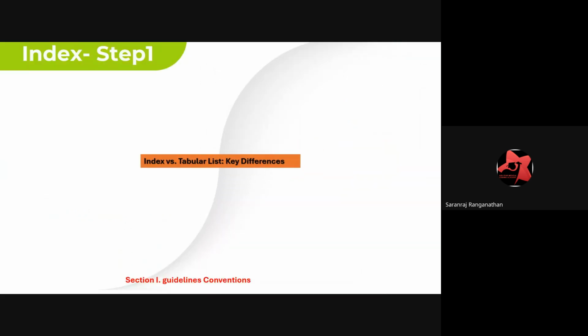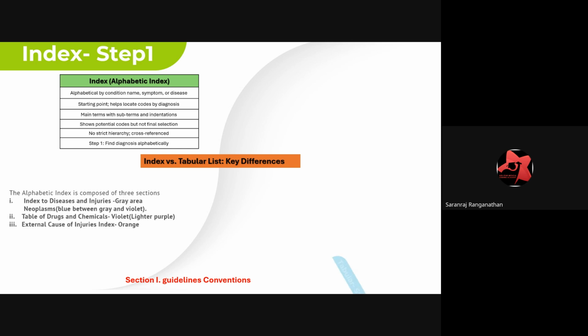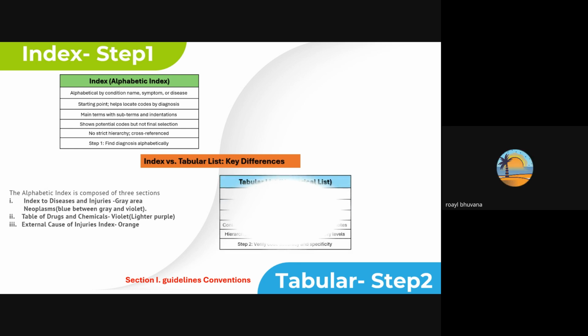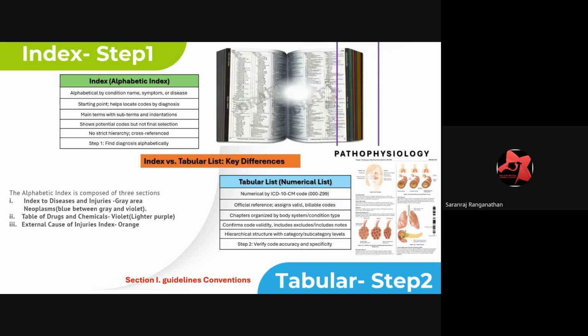The first is index versus tabular list. What is the key difference? Like CPT, in ICD also we have the index as well as the tabular list. This is the book. In the book, you will see the index pages with alphabetic listing of the conditions, pointing out the codes. From the main term, you can go to the subterm. From the subterm, you will come to some set of codes.